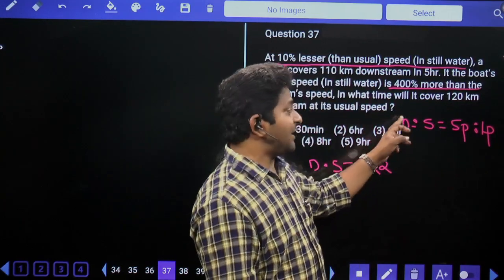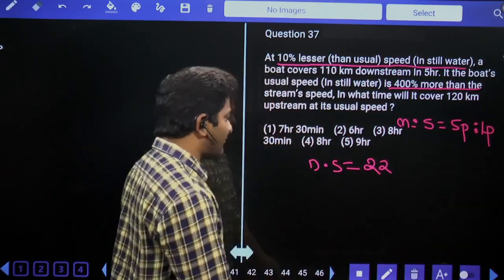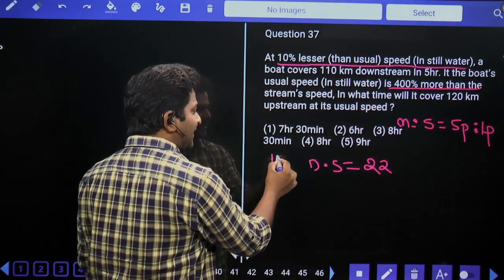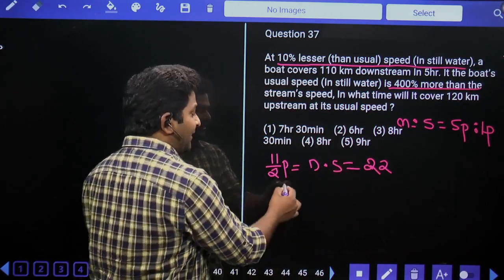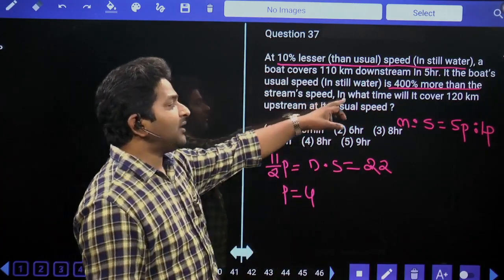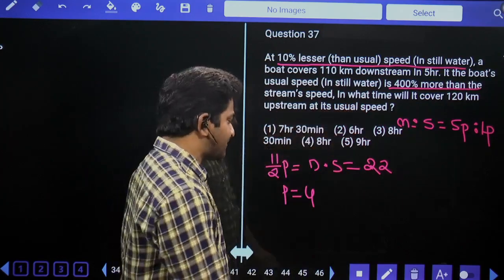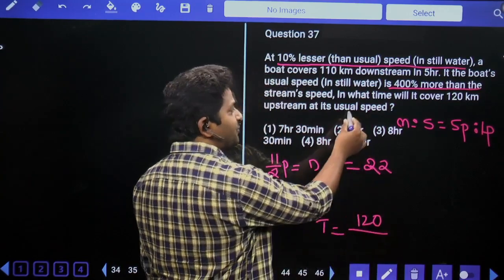Downstream speed is equal to m plus s. That means 4.5 plus 1 part, that is 5.5 parts. So 5.5 parts can be treated as 11 by 2 parts, which is equal to 22. Then P is equal to 4 here. Now what is your question? In what time will it cover 120 kilometers upstream at its usual speed? Time to cover 120 kilometers upstream.